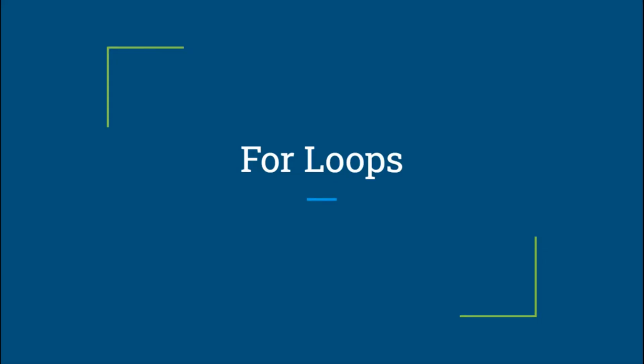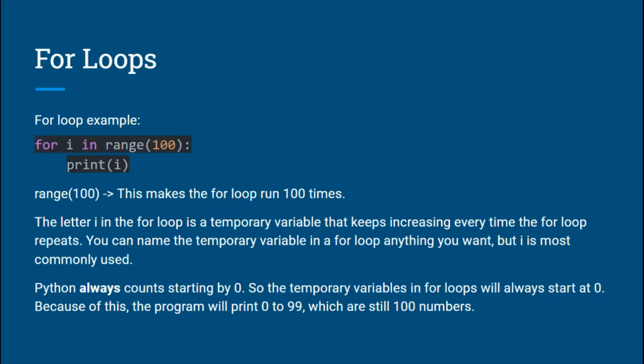The first topic for this episode is for loops. Here's an example of a for loop. So for I in range 100, print I. So I over here is a temporary variable that keeps increasing every time the for loop repeats. You can name this temporary variable anything you want, but I is most commonly used in Python.